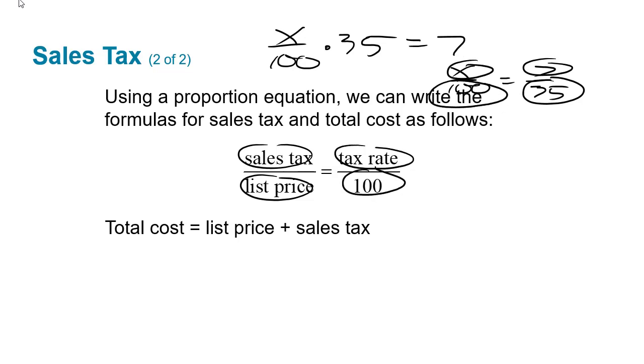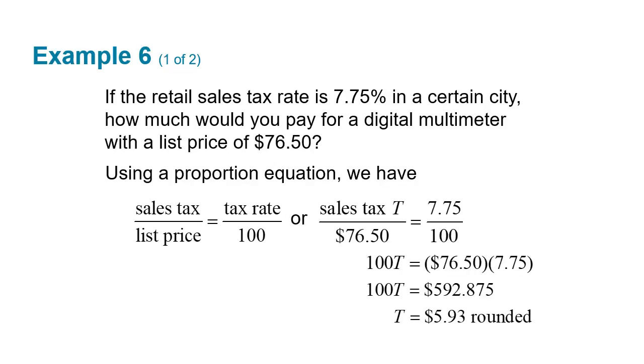So these funny little proportions they keep throwing at you, they really just come from our simple translation of something times something equals something, right? Of is multiplication, is equals, and what we're looking for is always x. Okay, let's apply it to a simple example. If the retail sales tax rate is 7.75% in a certain city, how much would you pay for a digital multimeter with a list price of $76.50?